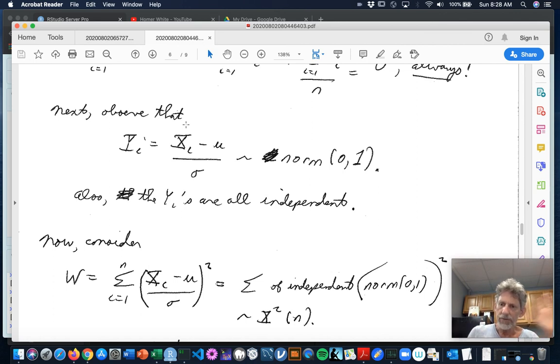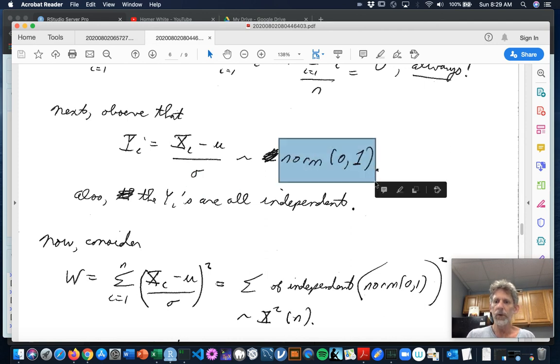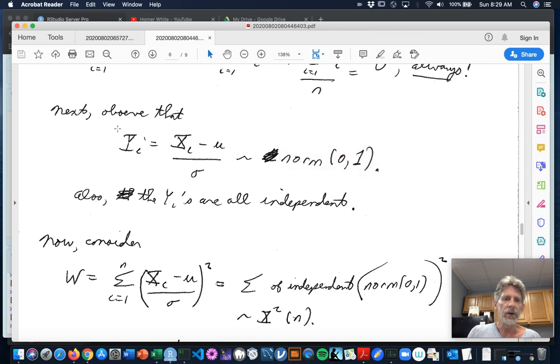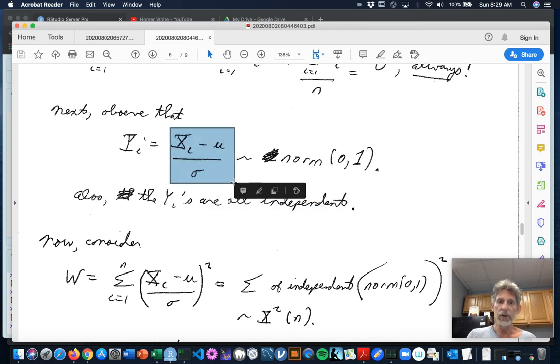Remember that fact we proved a few sections back about normal random variables. If you subtract off their mean and divide by their standard deviation, you get a normal 0, 1 random variable, with mean 0 and standard deviation 1. We called it a standard normal random variable. So if I let Yi be (Xi minus mu) over sigma, it's a standard normal. Another thing is that the Yi's are all independent, because they're each built on different Xi's, and the Xi's are independent.